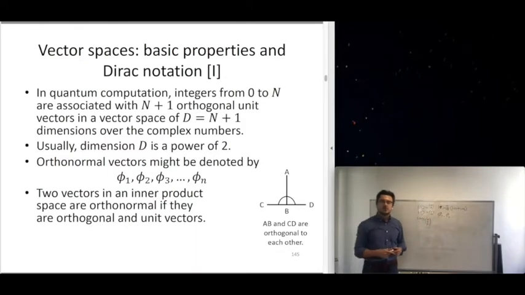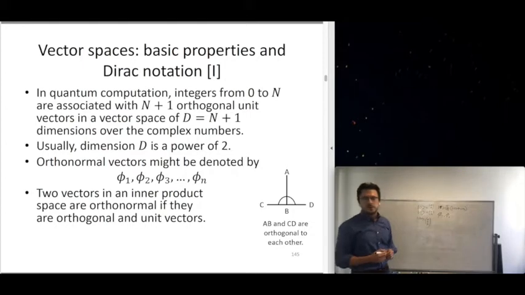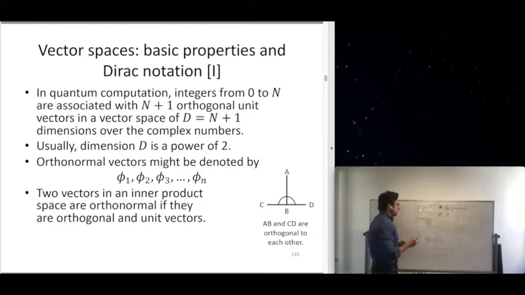The next thing is that they are orthogonal. Orthogonal means that they're perpendicular to each other, as you can see in that graphic in the slide. This is necessary because we want to be able to distinguish our states appropriately. We have to have orthogonal vectors and we have to have unit vectors.